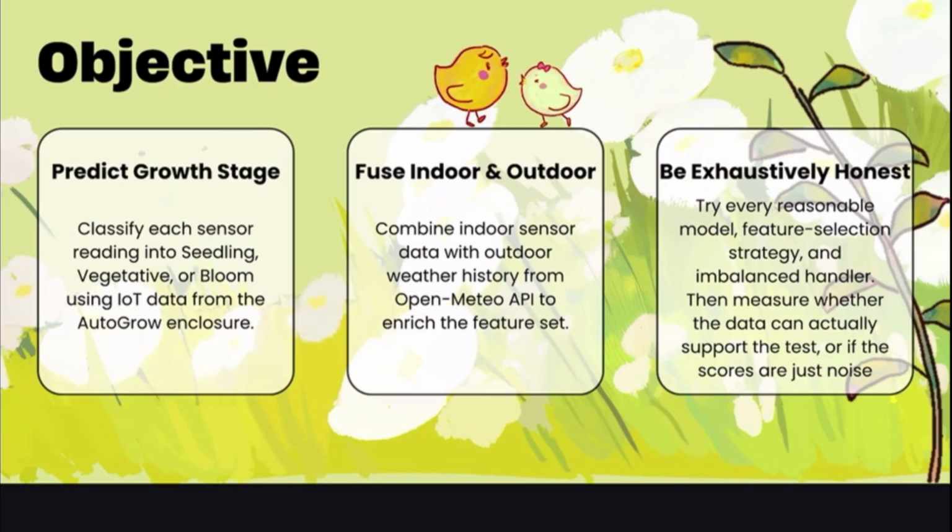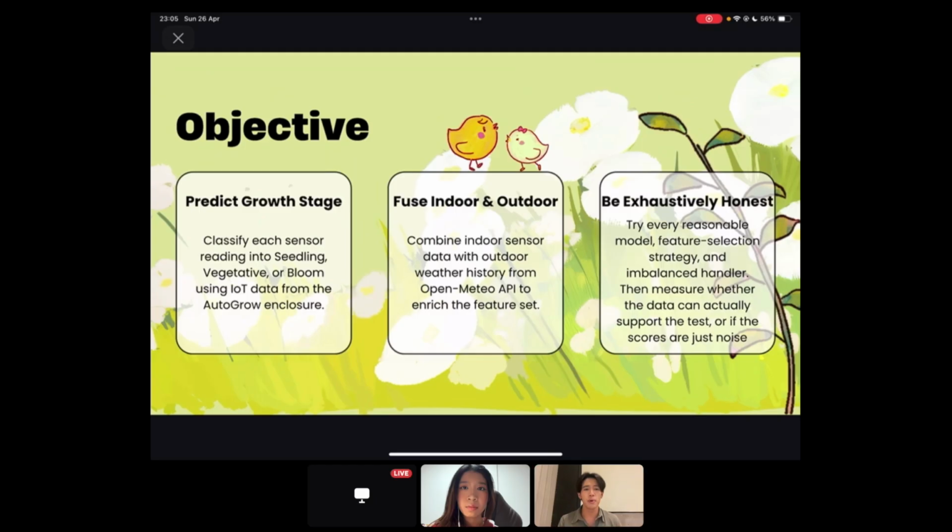First, predict plant growth stage, seedling, vegetative, or bloom, from sensor data alone. Second, enrich that data by pulling indoor weather from the OpenMeteo API and fusing it with indoor readings. Third, and most importantly, be exhaustively honest, meaning we try every reasonable model and strategy and measure whether the data can actually support the task or whether the scores are just noise.